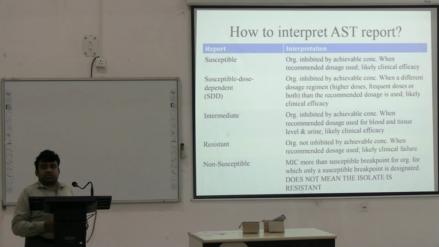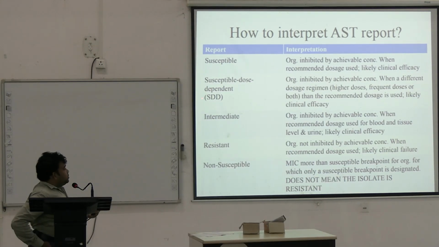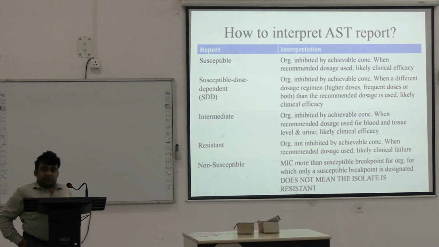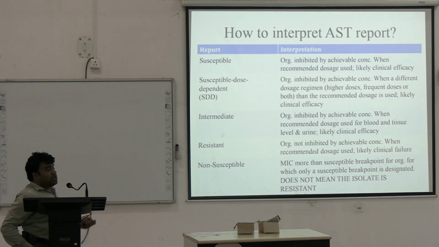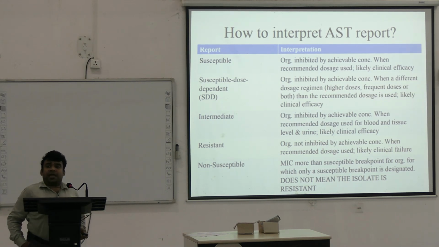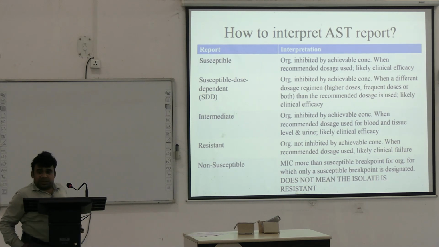Two more important terminologies that you should understand. First is susceptible dose dependent. What does it mean? The organism is inhibited by achievable concentrations. However, with a different dose regimen, that is a higher dose or more frequent dosing, the drug will likely be effective. For a susceptible antibiotic, normal dosing would be effective. But if the report comes as SDD, we have to give a higher dose, either by increasing the number of doses or by increasing the dose itself.